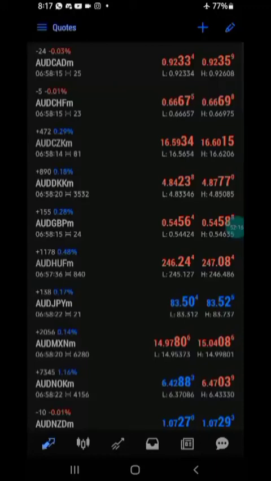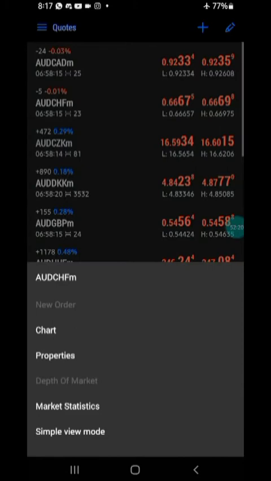Now going back to the quotes part. Whenever you click on a particular pair, this is what comes out. You have AUD, CHFM, new order, chart, properties, depth of market, statistics, simple view mode. I will just be explaining the new order, chart and properties. I won't really explain the rest because they're not that important. I just explain the most important one.